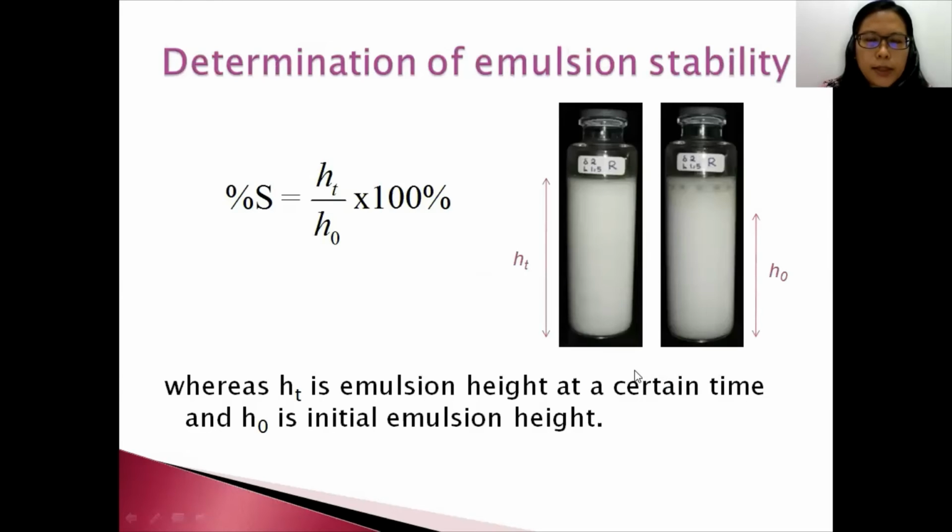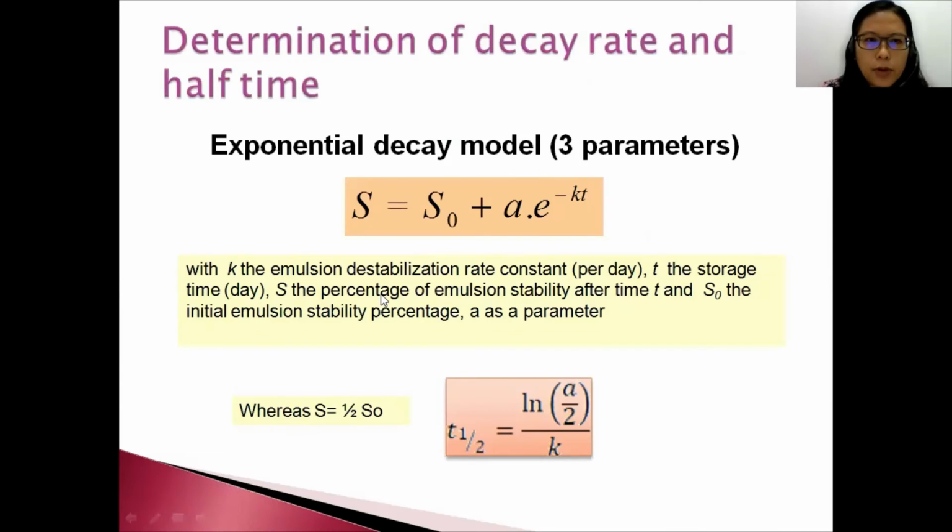To determine the emulsion stability, we use the ratio of the height of the emulsion at a certain time compared with the initial height. And then we also determine the decay rate or destabilization rate of the emulsion and also the half time, using an exponential decay model with 3 parameters, as you can see here.